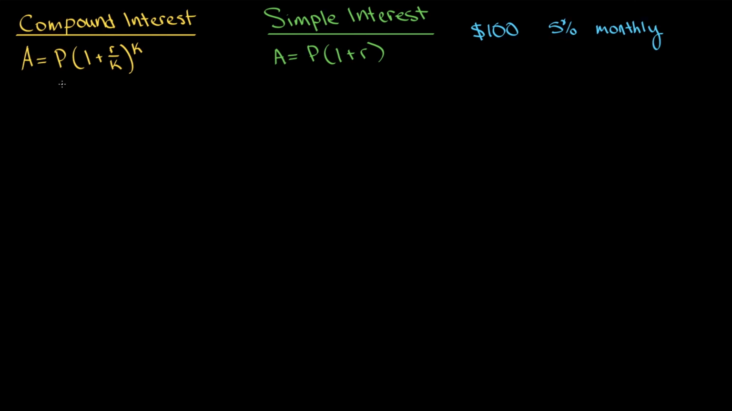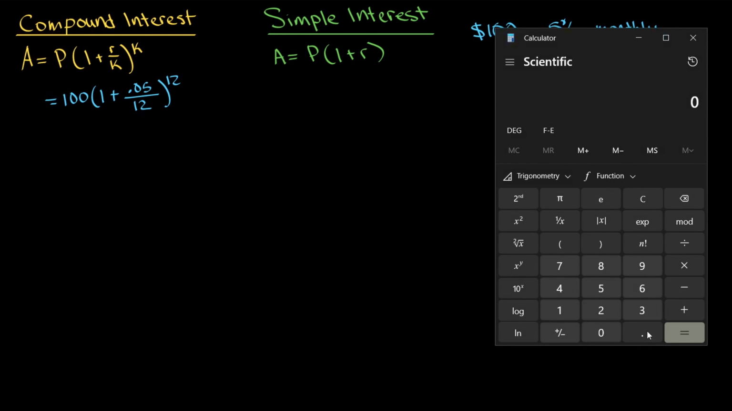Well, we just come over here to our compound interest formula and plug things in. So we have $100. And our interest rate is 5%, 0.05. And then we are compounding monthly. So we get our compound interest formula is this here. And we can figure out what this dollar amount is. Now let's get my calculator. So we have 0.05 divided by 12 plus 1 to the 12th power. And all of that is multiplied by 100.